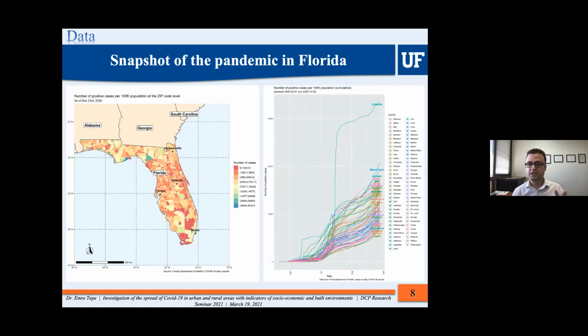So on the left, we see the positive cases per 100,000 population, as of December 23rd. You can also see the larger cities located on the map just to see where we are, especially if you're looking at Gainesville. And on the right, you can see the historical trends at the county level. You can see things have changed over time very drastically. We also see some periods in which things went slightly okay, still not acceptable, but as of December 3rd, things are not going in the right direction.